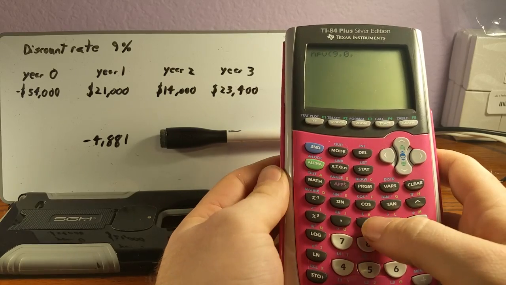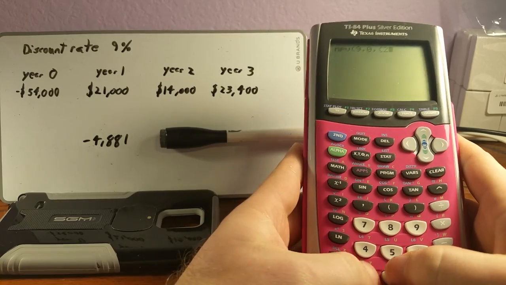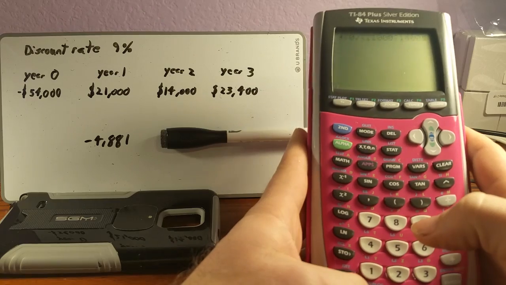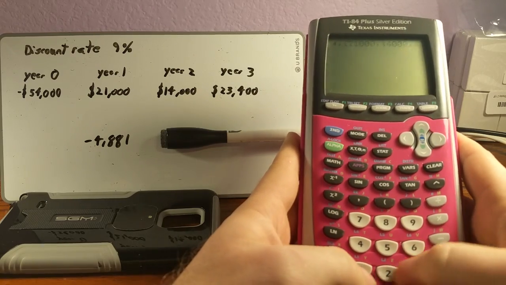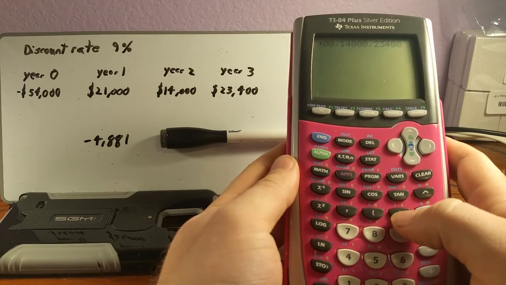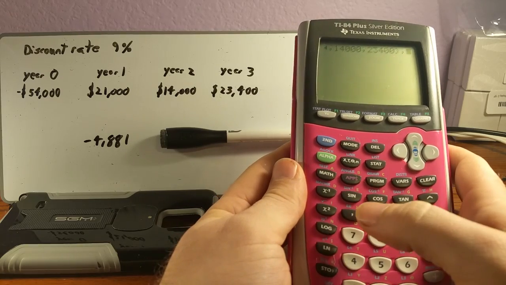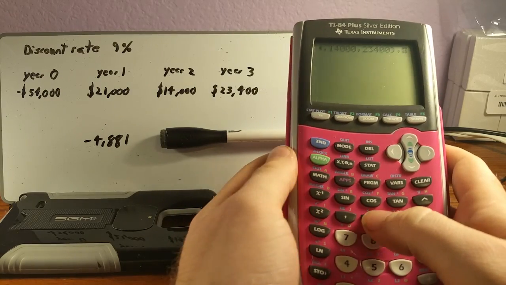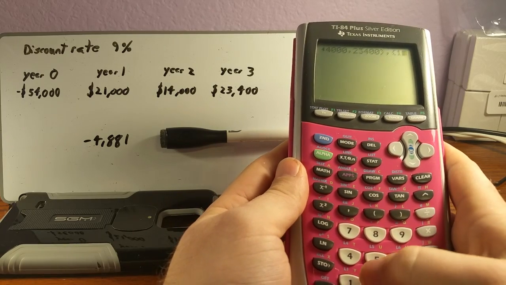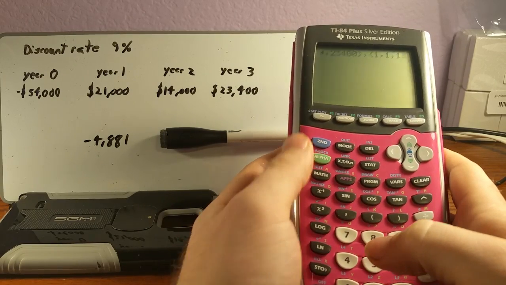Come up here to our second key and do our opening curly brace, and start with our 21,000, comma, 14,000 for year 2, comma, 23,400 for year 3, and then we'll use our second key for the closing curly brace to finish that part out. Separate that by a comma, and then once again we're going to do our curly braces and put in a 1 for each corresponding year. Year 1, year 2, and year 3, of course, all separated by commas.